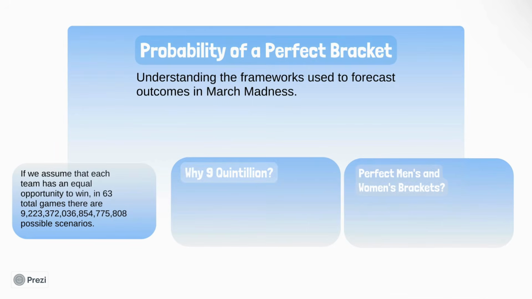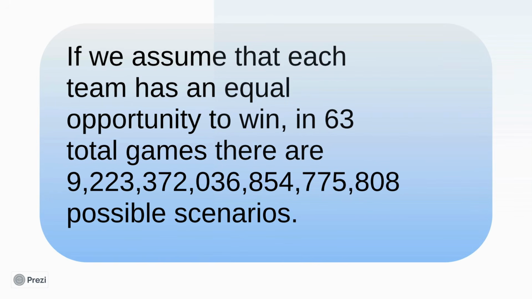It's everyone's dream to choose a perfect bracket in the NCAA tournament. Now let's talk about why that will most likely never happen. Given that each team can theoretically win each individual game played in the 63-game tournament, this gives us 9 quintillion, 223 quadrillion, 372 trillion, 36 billion, 854 million, 775,808 possible bracket scenarios.